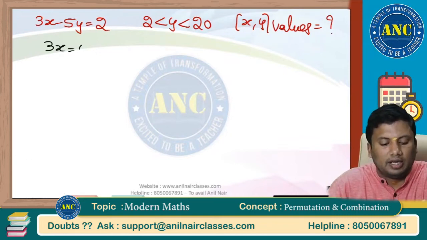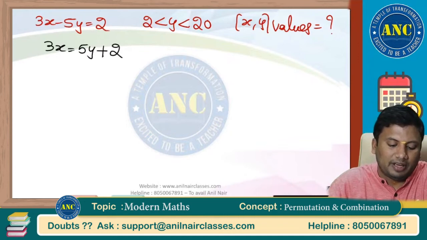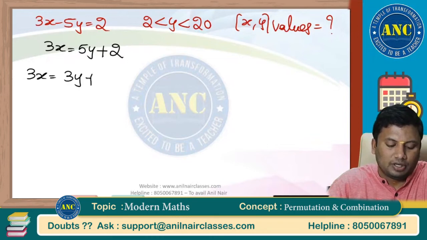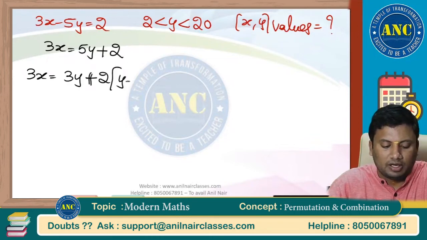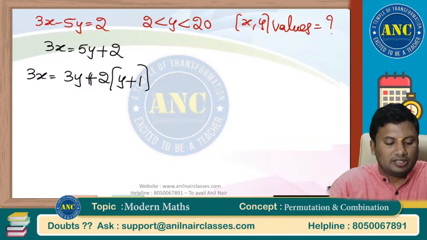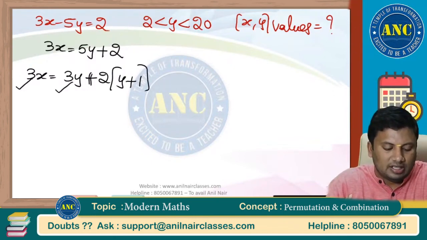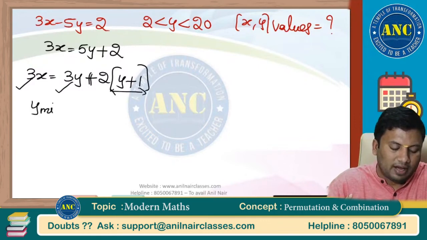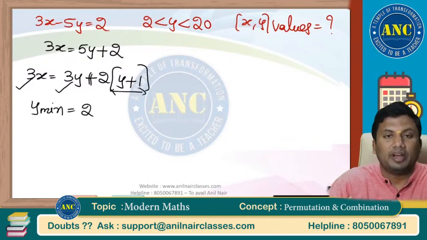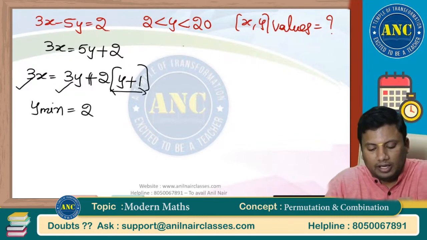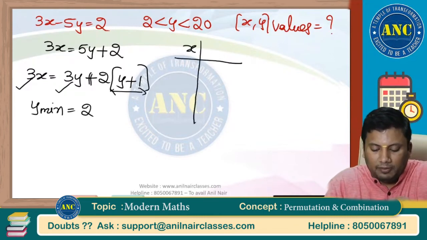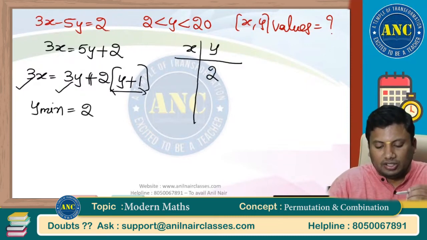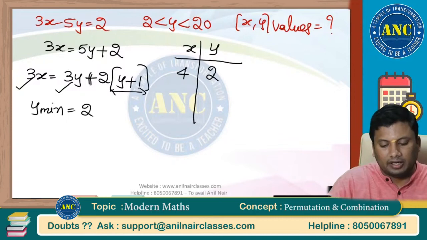This is nothing but 3x equivalent to 5y plus 2. So 3x is 3y plus 2 into y plus 1. This part is divisible by 3, and 2 is not divisible by 3, so y plus 1 must be divisible by 3. The minimum value of y is 2, so y plus 1 is 3. If y is 2, then 3x minus 10 is 2, so 3x is 12, and the x value is 4.